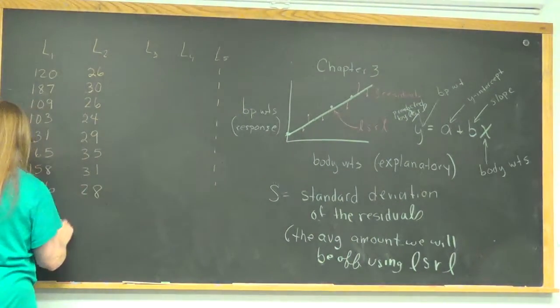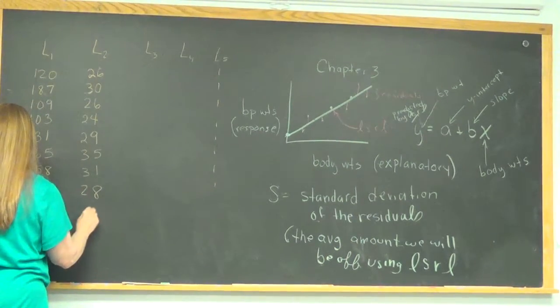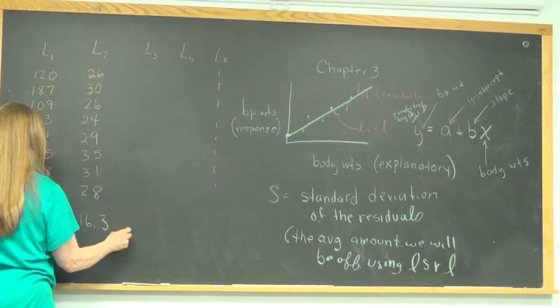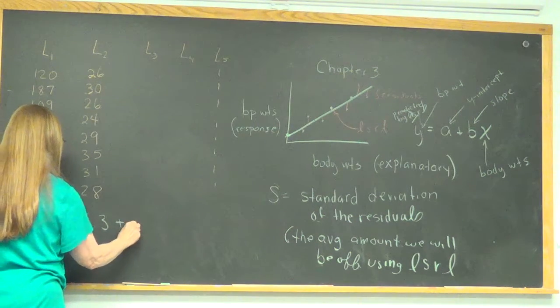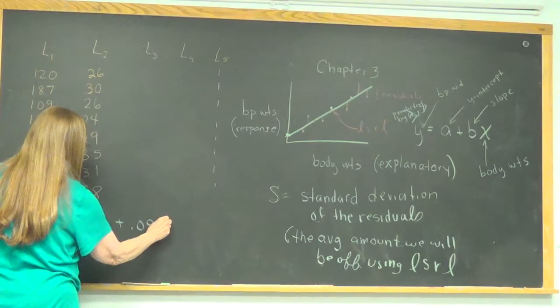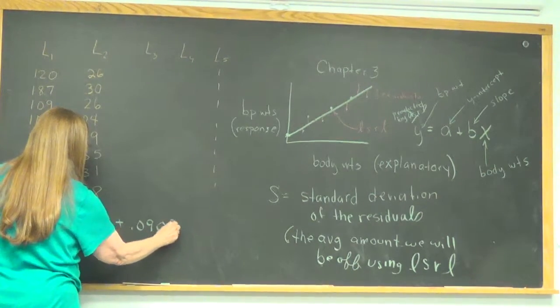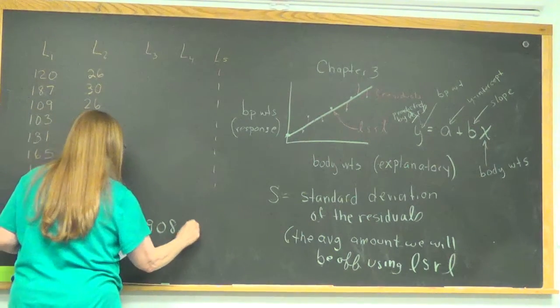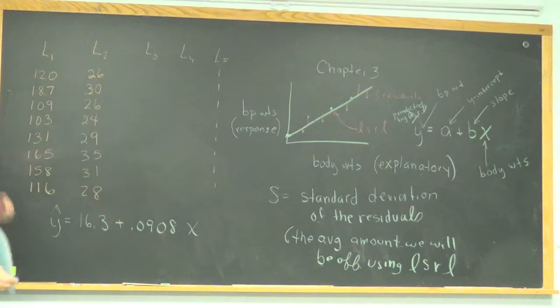I got A as 16.26, and B as 0.90. Mine told me to quit. Wait, what did you put in for frequency list? I put L5. It didn't ask for R squared.